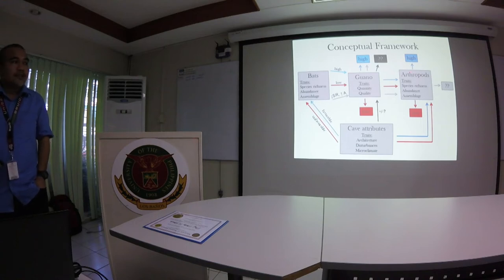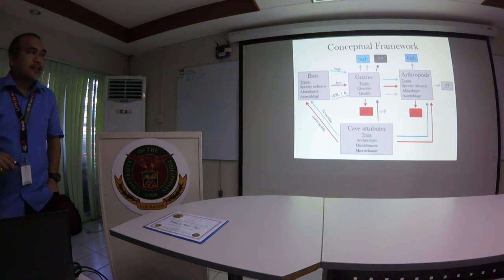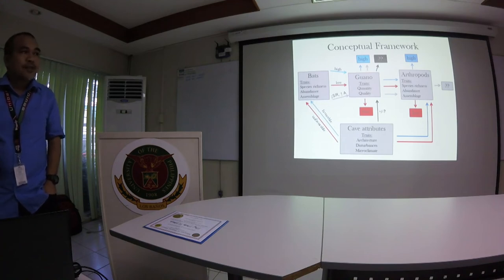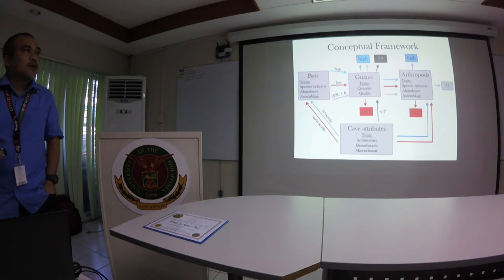And then you also have the cave attributes. So how do cave attributes come into play? It can either be favorable or unfavorable. They have a direct influence on the bats, and they also have a direct influence on the arthropods. Just following the colors: favorable, of course, high, high, high; then unfavorable, low, low, and low.